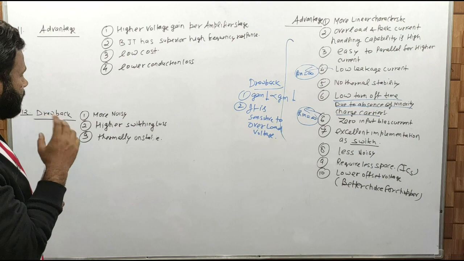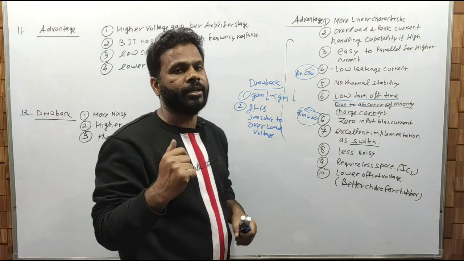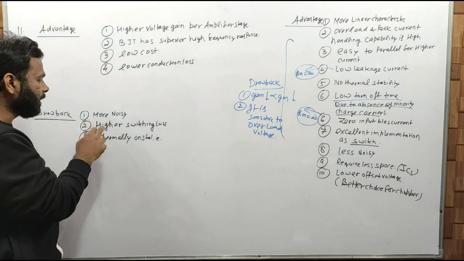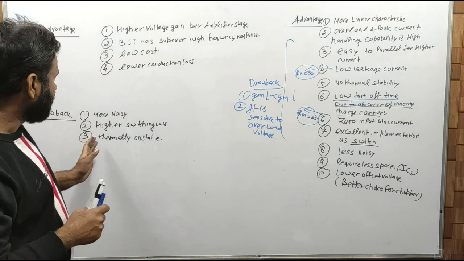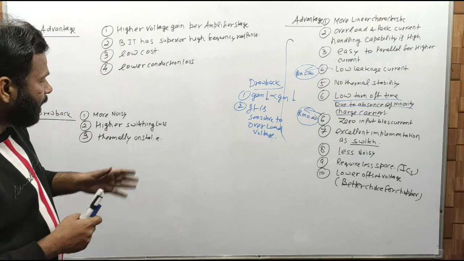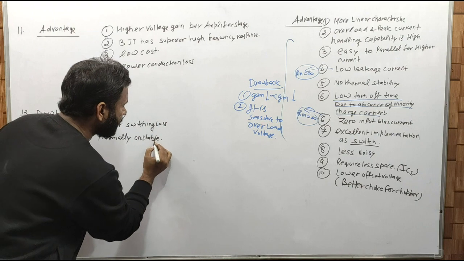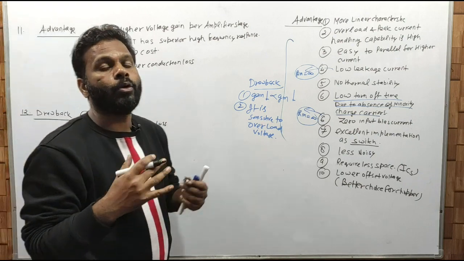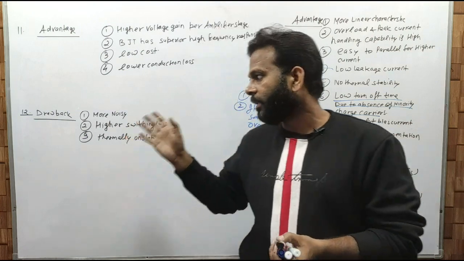of BJT, then it is more noisy because it is more noisy due to two types of charge carrier. Clear hai? Then the next drawback is higher switching losses. Clear hai? Then next drawback is thermally unstable. It is thermally unstable because at the collector we have more heat dissipation. Clear, and more leakage current in the BJT.